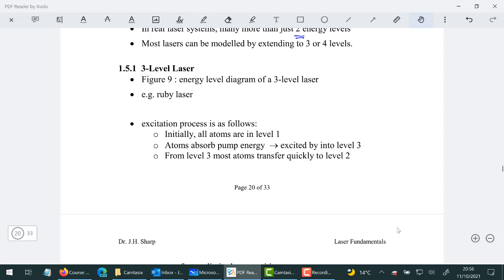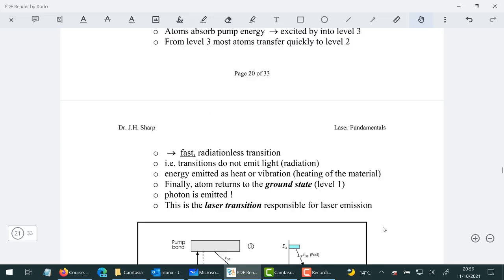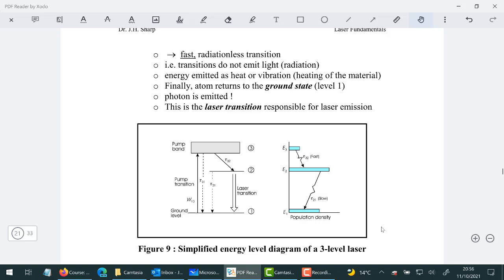Ruby is a 3-level laser system, and we'll see a figure of its energy levels here. So we have a ground state, a ground level, let's call that level 1. We have an upper excited state, let's call that level 3, and then we have the upper laser transition line, the upper laser energy level, level 2, and we pump the atoms up into this reservoir in level 3.